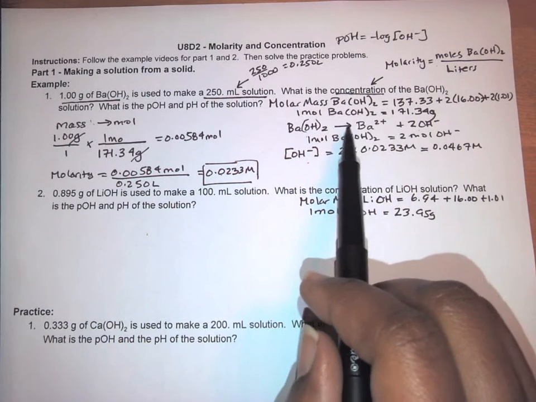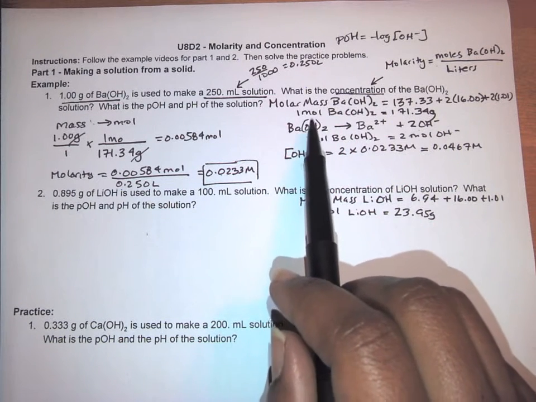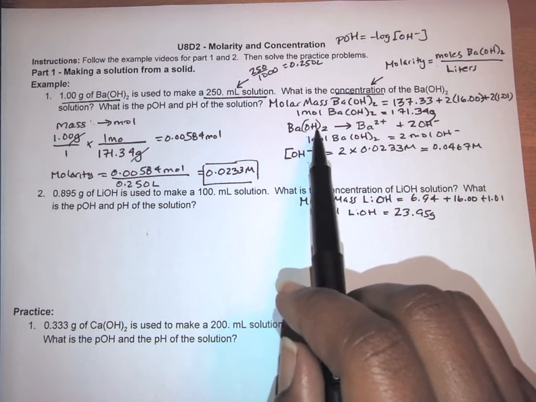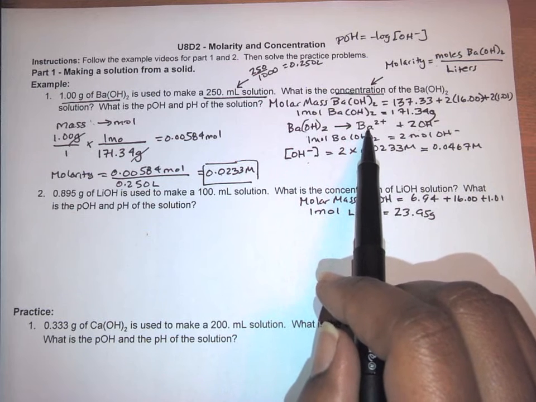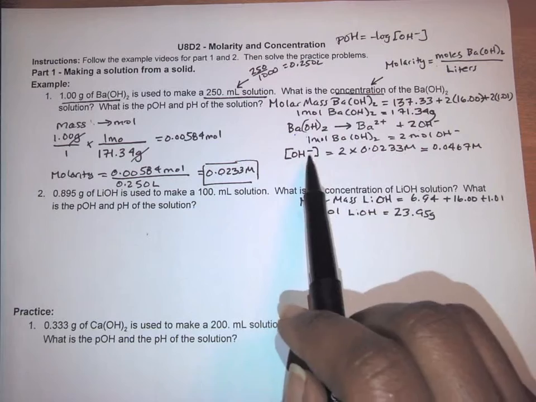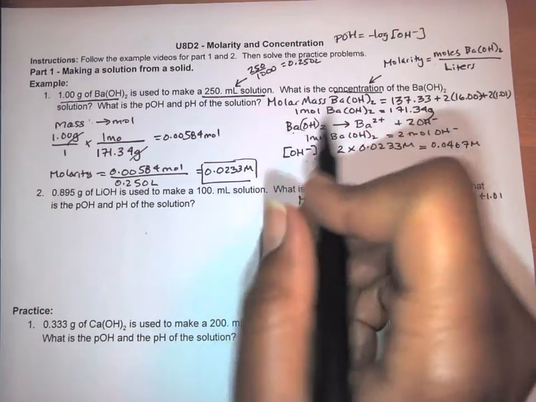You can tell that there's a 2 here because in the chemical formula for barium hydroxide, the hydroxide is in parentheses, and there's a 2 on the outside. That means there are 2 hydroxides attached to that barium. When you put it in water, it breaks apart into the one barium and the 2 hydroxides. Okay, so now we have the concentration of OH minus. That's all we need to get the pH.